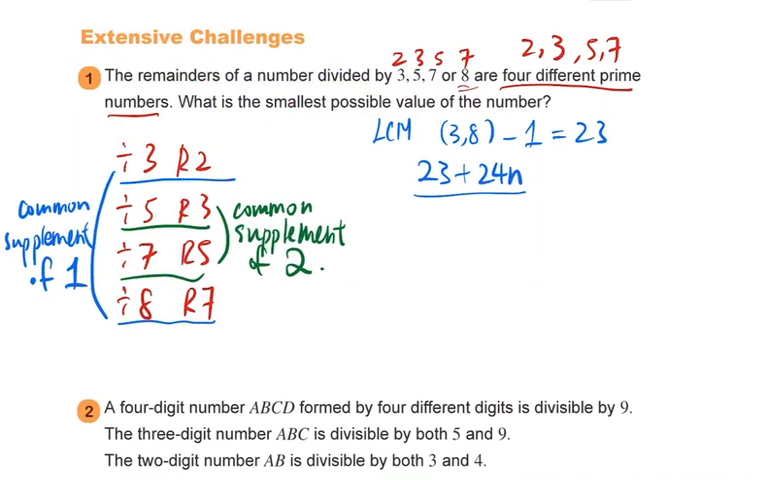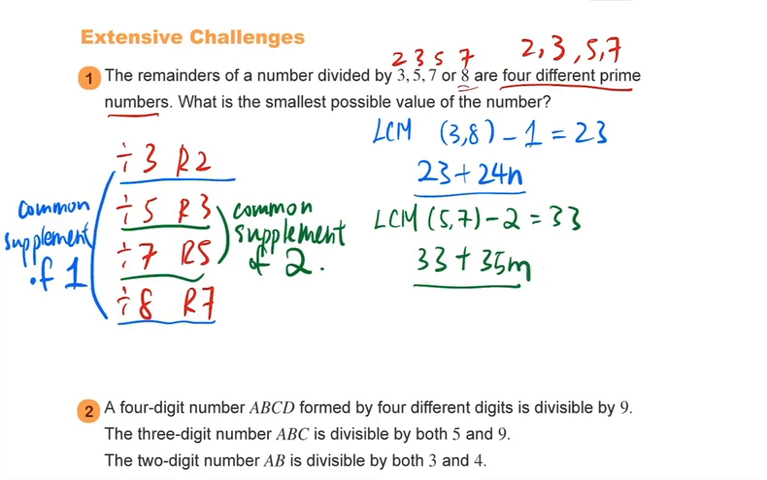Next, we're going to look at dividing by 5 and 7. First, we find the starting case, which is the lowest common multiple of 5 and 7, take away 2, as it has a common supplement of 2. So that's going to be 33. Now we can see that the general term is going to be 33 adding 35n, because every time the span is the lowest common multiple of 5 and 7. Actually, I should use another unknown, m, so it's 33 adding 35m.